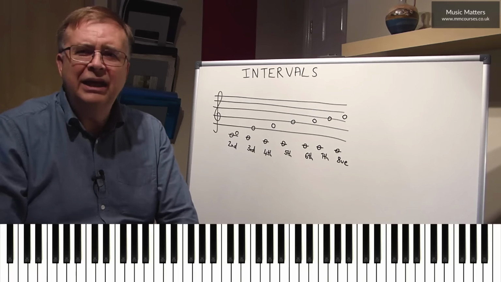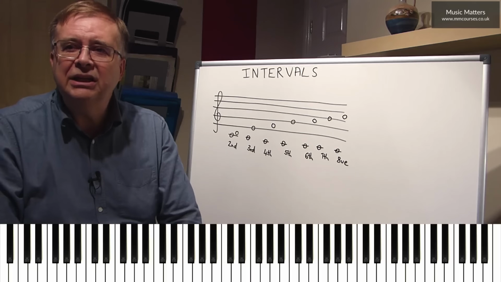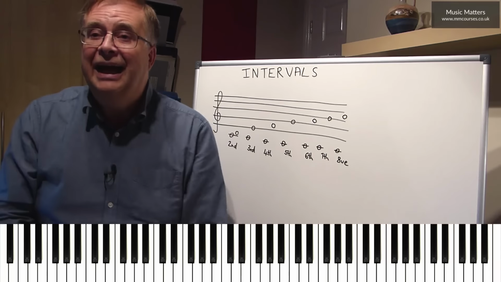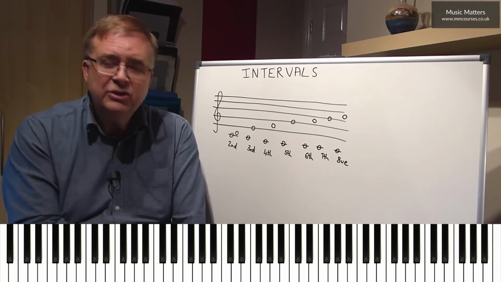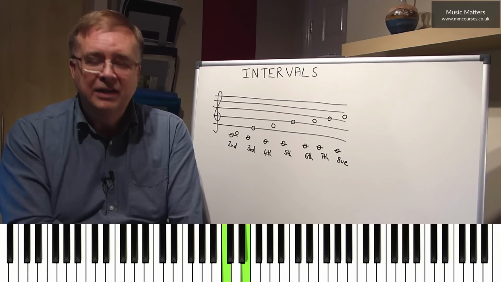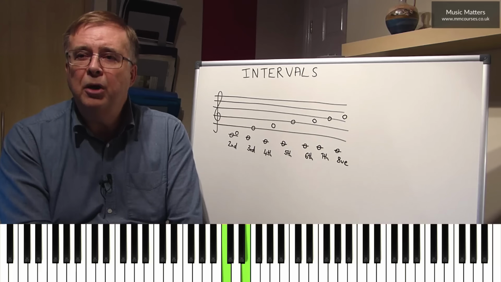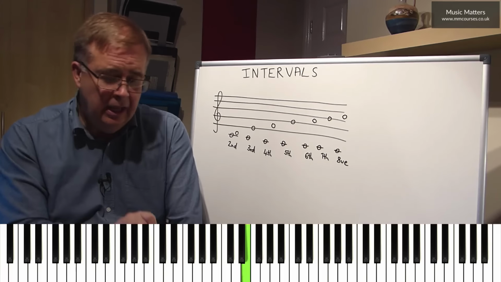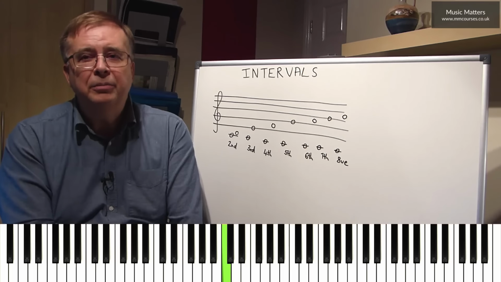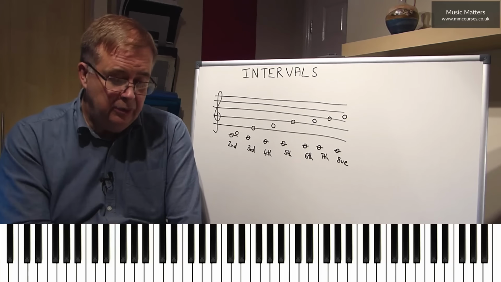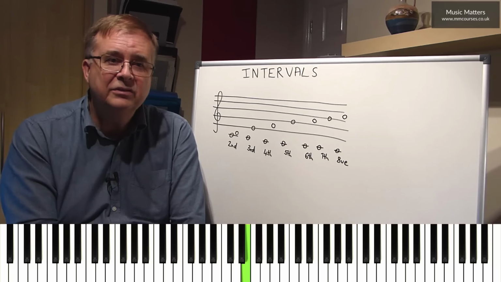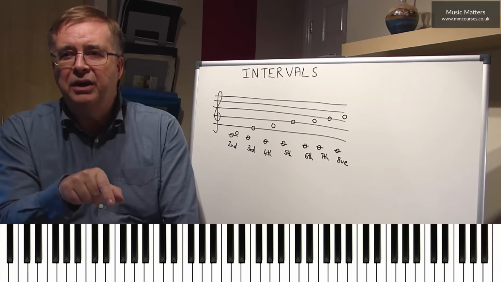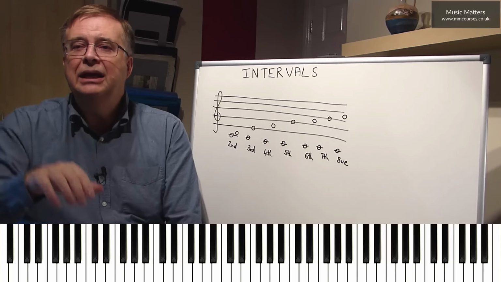You may also hear these terms melodic and harmonic intervals, which all sounds terribly complicated. Actually, it isn't. If I play two notes together, then this is a harmonic interval because it's making harmony. But if I play this note followed by this note, or even the other way around, this note followed by this note, that is a melodic interval. I've got one note followed by the other note, so it's making a melody.